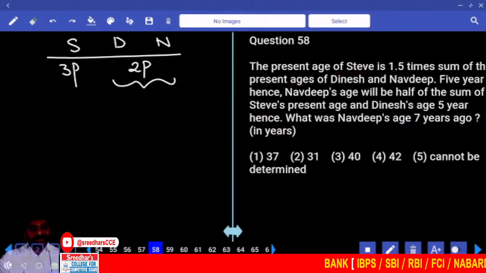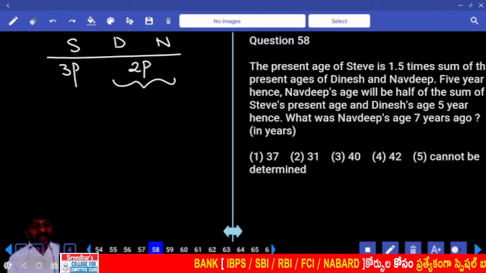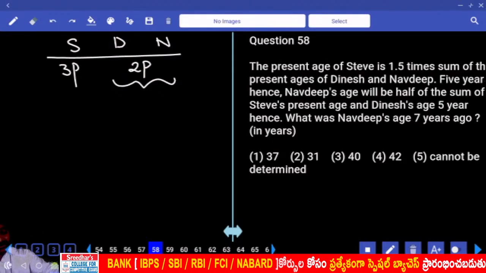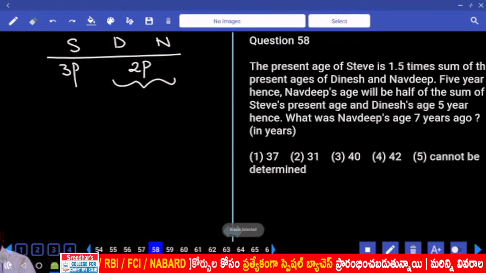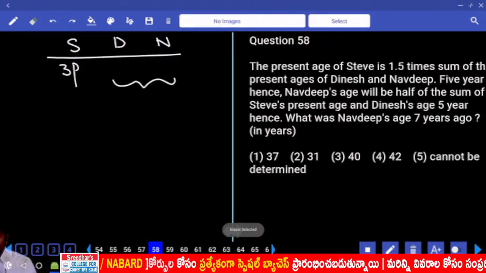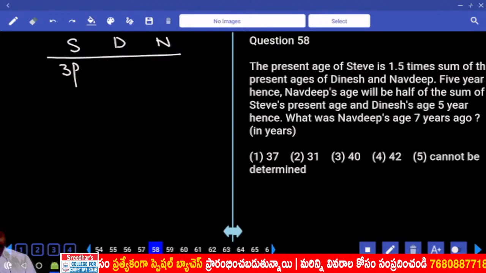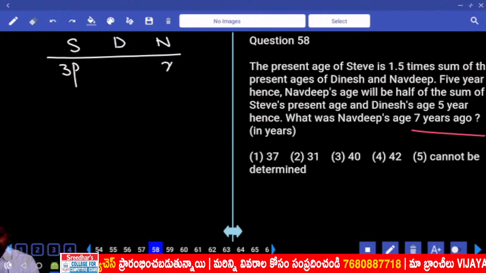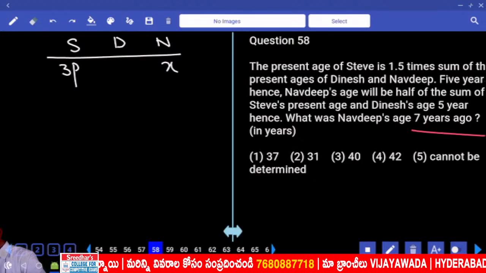5 years hence, Navdeep's age will be half the sum of Steve's present age and Dinesh's age after 5 years. What was Navdeep's age 7 years ago? Okay. Now, the question is about Navdeep's age 7 years ago. If you know the present age of Navdeep, we can calculate 7 years back or 7 years after, whatever it is.